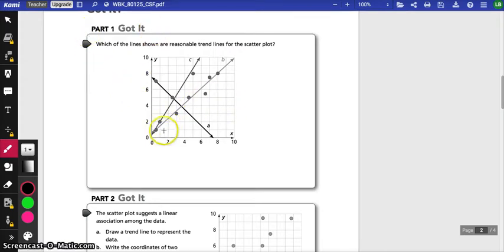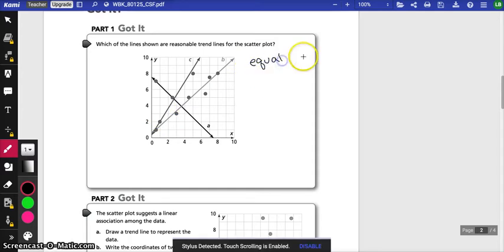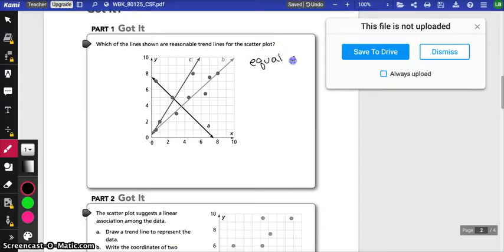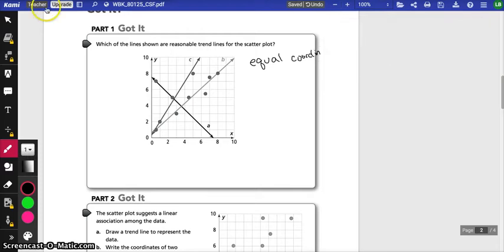So when we're looking for a line of best fit, we're looking for equal coordinates on both sides of the line. On both sides of the line.